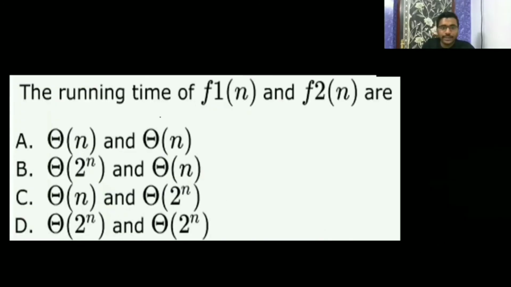So the running times of f1(n) and f2(n) are theta of 2 to the power n and big O of n. So B is the correct one. Am I clear?